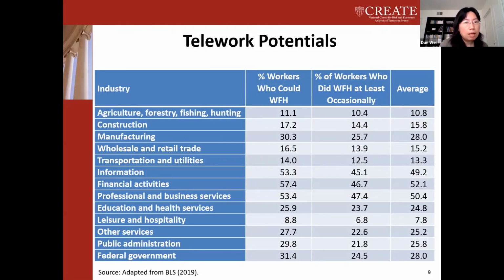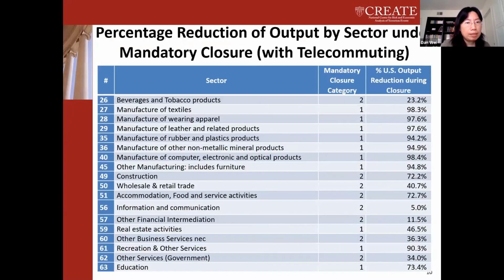This table presents the telework potentials for different sectors. The first column shows the feasibility of workers from different sectors to work from home, and the second column shows the actual percentage of workers who actually did that. We present the direct effects of mandatory closures in terms of the percentage reduction of output by sector. This table excludes all the essential sectors, for which we assume there's zero direct impact from mandatory closures.